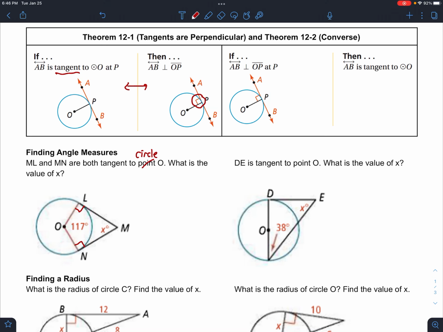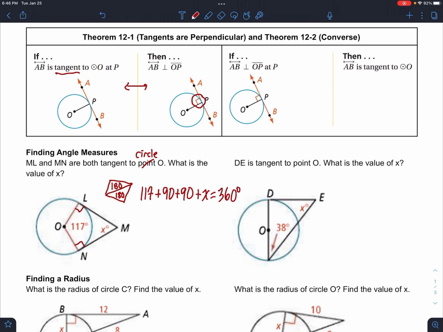So we also know that this shape here is made up of a triangle with 180 degrees and another triangle with 180 degrees. So MNOL, or LMNO, has 360 degrees of internal angle. So when I start adding this up, I can make an equation: 117 plus 90 plus x is 360 degrees.